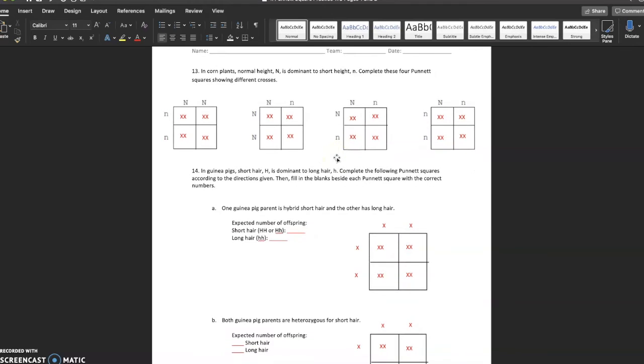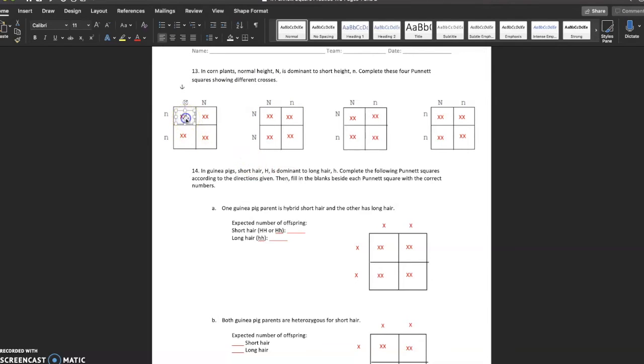On the second page, number 13, in corn plants, normal height, capital N, is dominant to short height, lowercase n. Complete these 4 Punnett squares showing the different crosses. So we had to fill in these different boxes here.